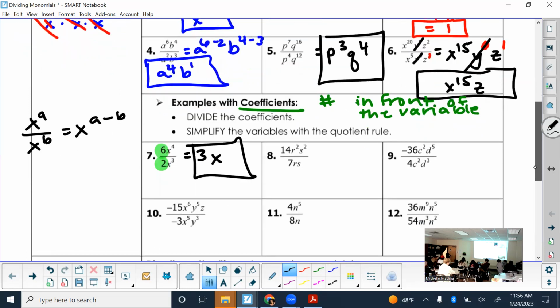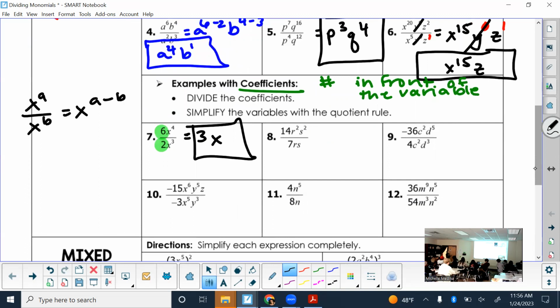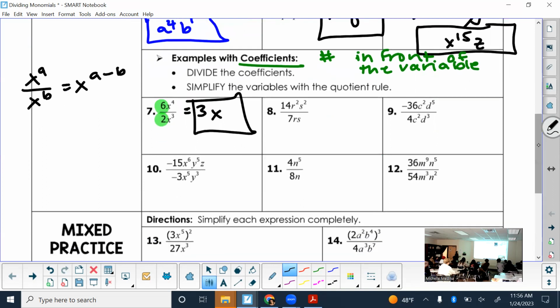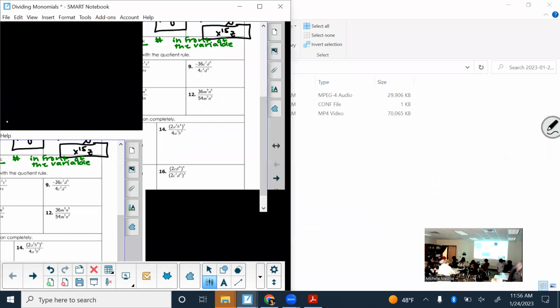Can I give you some to try? Or do you want to see one more in this section? Which one? Number 12. So this is like 36 doesn't divide evenly into 54, right? But you're going to want to simplify the fraction. If you're not good at simplifying fractions, that's okay. You can put it into Desmos and let it simplify the fraction for you.